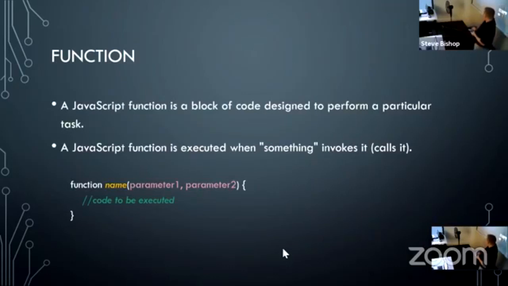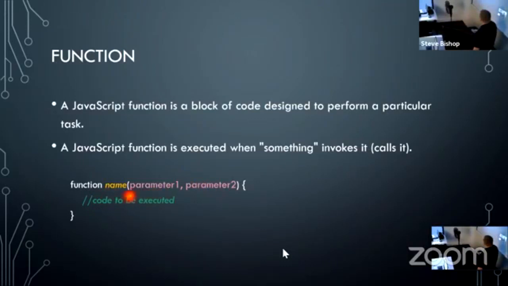So function, this is how you create a function in JavaScript. You write out function name. Function is a keyword in JavaScript. That means that what I am declaring right now is a function. The name is what you're going to name that function.